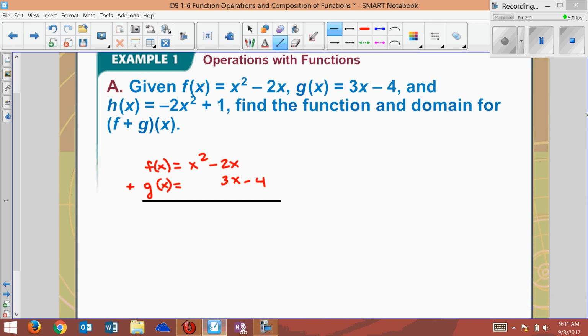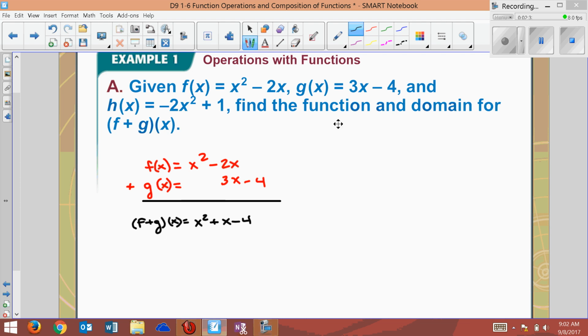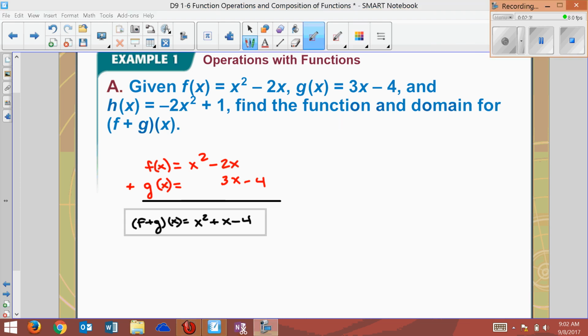When you add f plus g, you could write it as f plus g of x, like this. That's the symbol that you would write, f plus g. We would have x squared. Now, this is negative 2x plus 3x. It's kind of like if I owe $2 to somebody, but I have 3 in my pocket. I still have 1 left over if I settle my debts. And then I subtract 4. This would be my answer there.